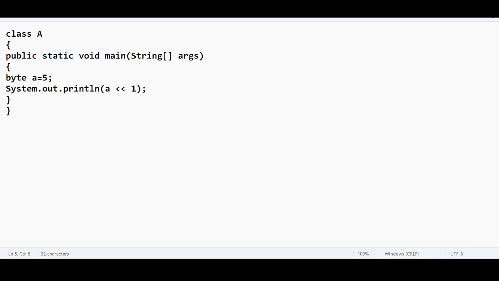Now you tell me what would be the value if I use 2. Calculate and tell me. Just use this left shift operation. What would be the answer if you left shift a particular number by 2? Twenty. Value 20.